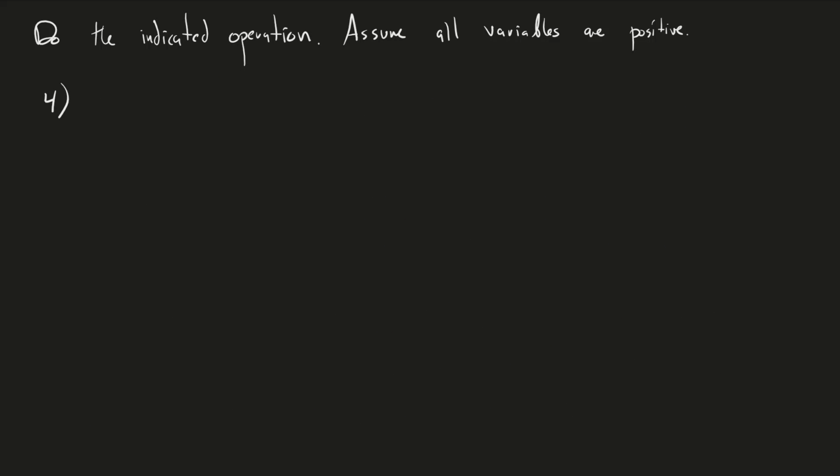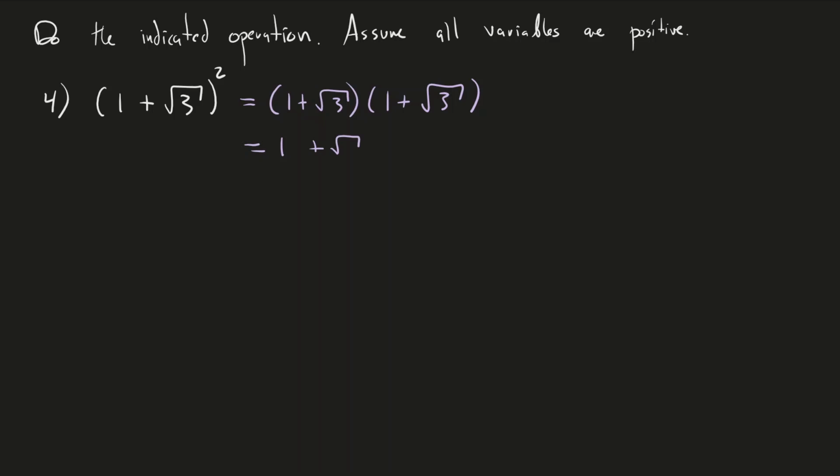4. Let's try to do 1 plus the square root of 3, quantity squared. I just want to warn you that this is in fact equal to 1 plus the square root of 3 times 1 plus the square root of 3 again. You do not just square 1 and square the root 3. You have to distribute. So in this case here, this is equal to 1 plus root 3 plus another root 3 plus root 3 squared. So I'm going to write that as a squared there because I'm multiplying root 3 times root 3.